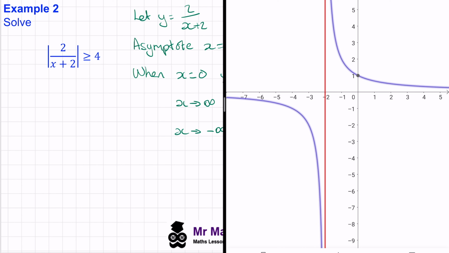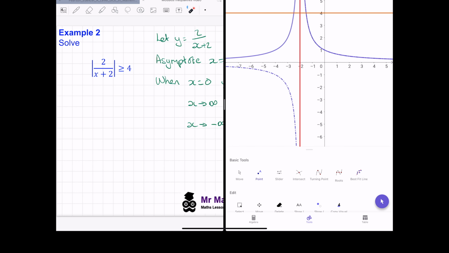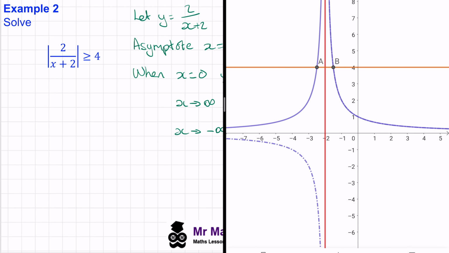So we've got the equation y equals 2 over x plus 2, and we've got our asymptote at x equals negative 2. And if we now think about the modulus of 2 over x plus 2, all of these positive y values will remain positive, and these negative y values will be flipped in the x-axis. So now we have a modulus of 2 over x plus 2. We need to draw the line y equals 4. And you can see that this gives us 2 points of intersection, one at A and one at B. So now we have our sketched graph, we can carry on with solving the equation.